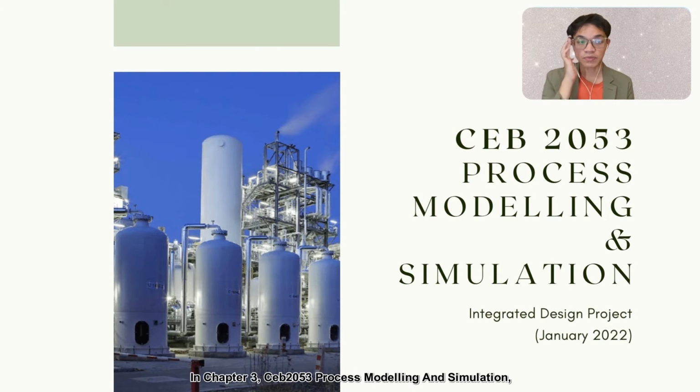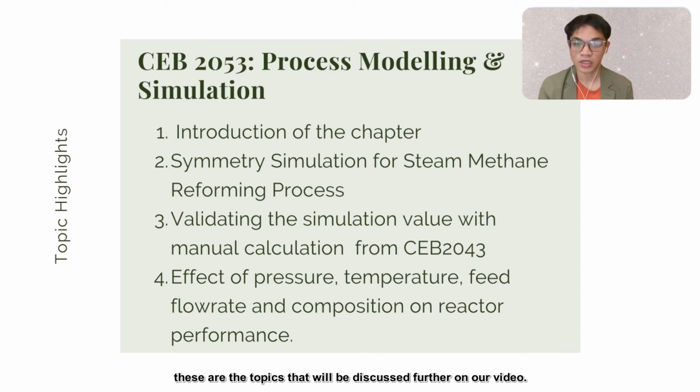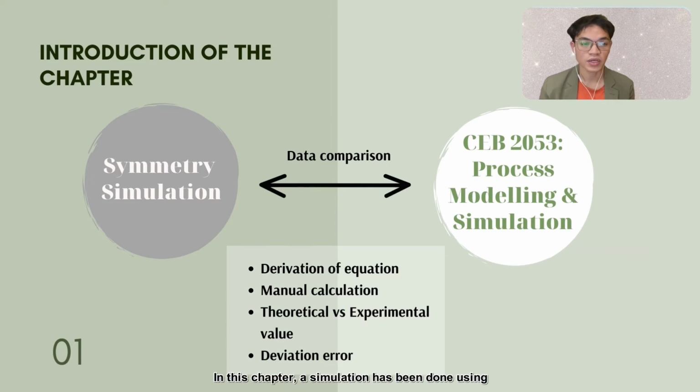I'm Zhafran. In Chapter 3, CEB 2053, Process Modeling and Simulations, there are topics that will be discussed further in our video. In this chapter, a simulation has been done using Symmetry software where Advanced Peng-Robinson is chosen as the thermodynamic package, and throughout the chapter, the knowledge from CEB 2053, Process Modeling and Simulations, will be applied, using the data and results obtained from the simulation as well as the data from the manual calculations. Data validation has been performed to determine the deviation error based on the comparison.